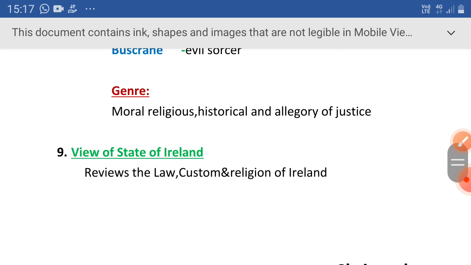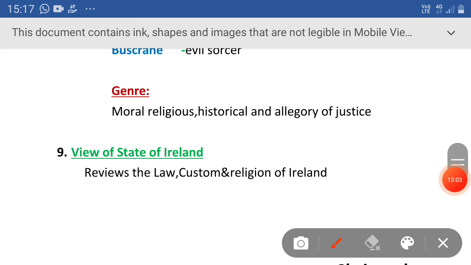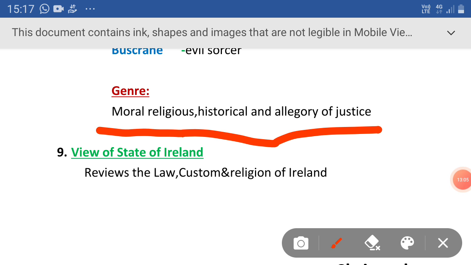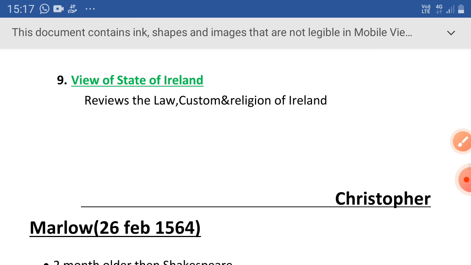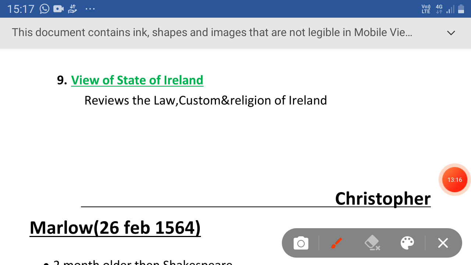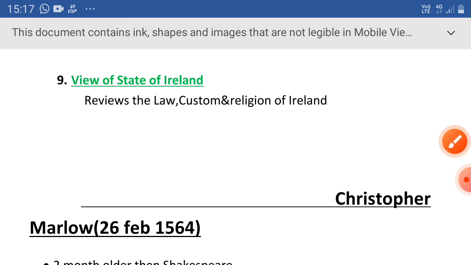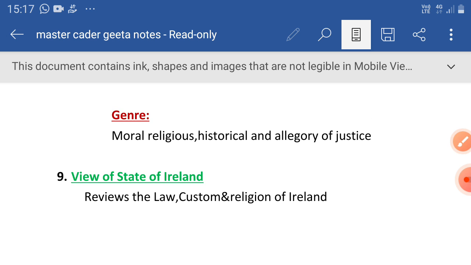In which genre it was written, this is a moral, religious, historical, and allegorical work, allegory of justice. This is the genre in which it was written. Then the only prose work written by him is View of the State of Ireland, and it reviews the law, custom, religion of Ireland. So now Edmund Spenser is finished.